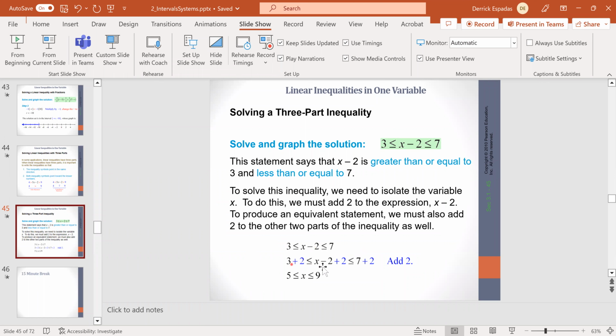In this case, 3 plus 2 is 5. In the middle, the 2's cancel out, so I got X by itself. And on the right-hand side, 7 plus 2 is 9. So now our final answer is 5 is less than or equal to X, which is less than or equal to 9. And so it's still the same concept. We're just applying it to 3 parts instead of 2.